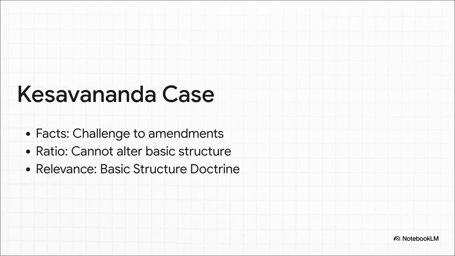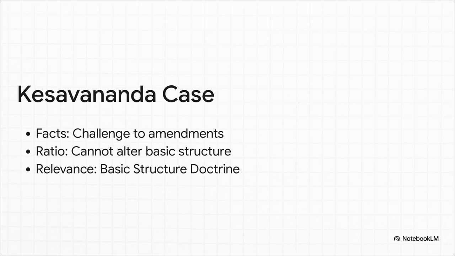I'm pausing here because we need to dissect this thoroughly. You must clearly separate the facts, the ratio decidendi, and the relevance. Write it exactly like this. Facts. There was a massive challenge to several constitutional amendments regarding property rights and Parliament's amending power. Ratio decidendi. The Supreme Court held that while Parliament has vast powers to amend the Constitution under Article 368, it cannot alter or destroy its basic structure.